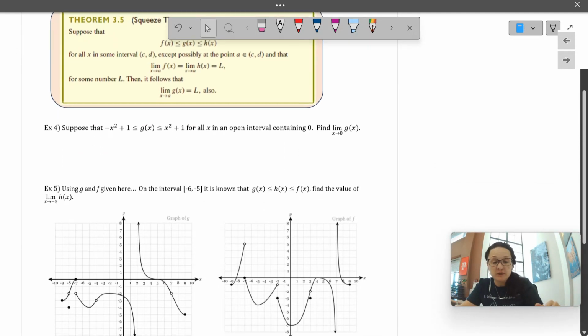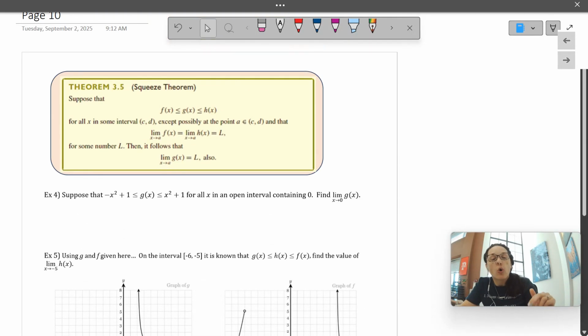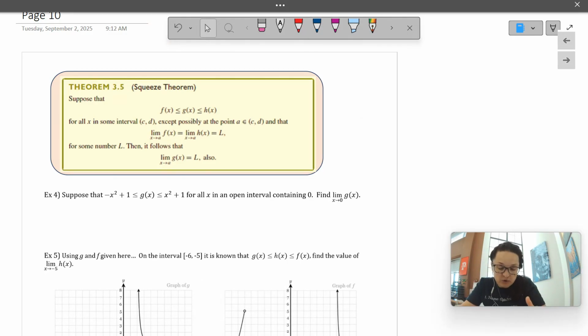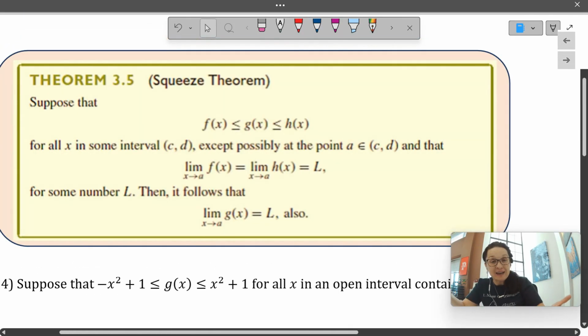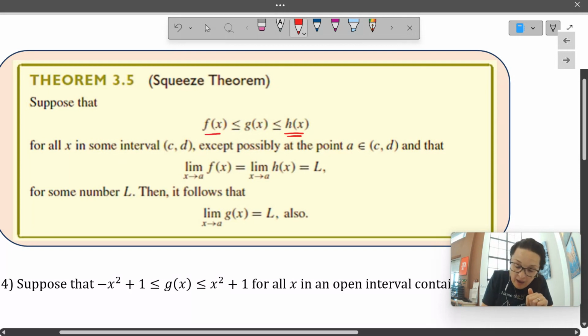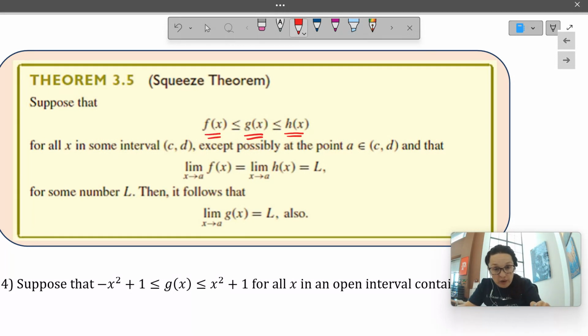Now let's talk about the squeeze theorem. Squeeze theorem is also very common sense. So I'm going to start with the theorem this time. The squeeze theorem says, suppose you have three functions, f, g, and h. h is always biggest, f is always smallest, and g is always in between, except for when they're all equal to each other. Okay? So f is always less than or equal to g, which is always less than or equal to h.